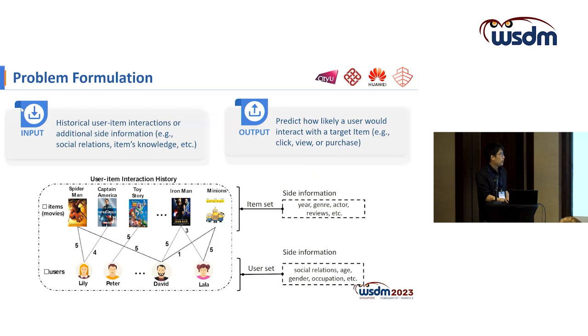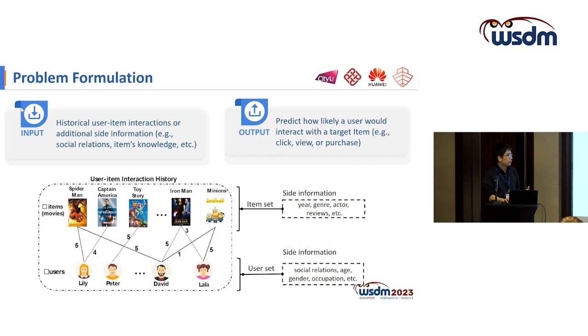Under a general setting, we usually consider the historic interactions as an input of the recommendation model. And then the objective of the recommendation model is to predict how likely a user will interact with a target item, as well as the preference level of the user on the item. Let's consider movie recommendation as an example. For this movie recommendation system, we may consider your historic ratings on the movies as a model input. And then the model objective can be to predict how likely a user will watch our target movie, and also maybe to predict the exact rating that our user will assign to an item.